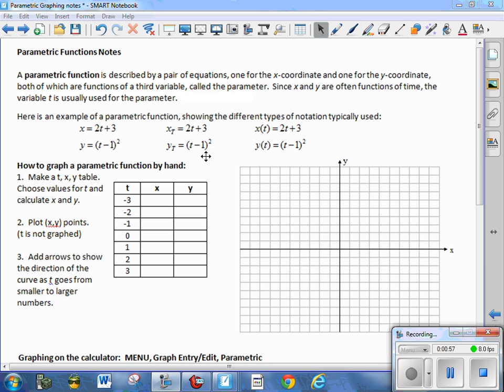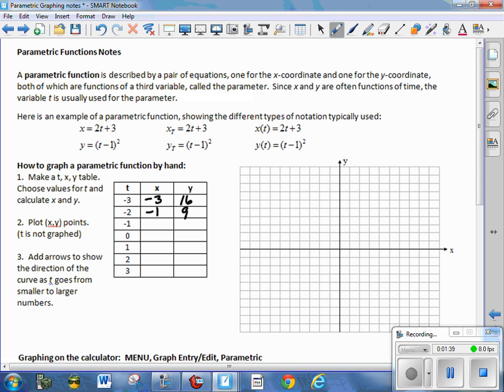Now to graph a parametric function by hand, we make a t-chart, but now it has t, x, and y in it, not just x and y. We pick values for t, and plug them into both equations to find the values for x and y at a particular value of t. So if I plug -3 into the first equation, I get -6 plus 3, which is -3. If I plug -3 into the second equation, I get -3 minus 1 squared, which is 16. Now if I plug -2 in, I get -4 plus 1, which is -1. Plugging -2 here, I'd get -3 squared, which is positive 9.